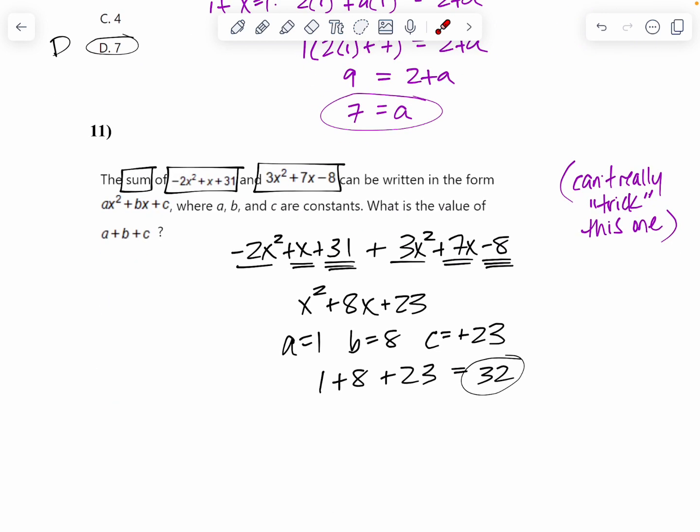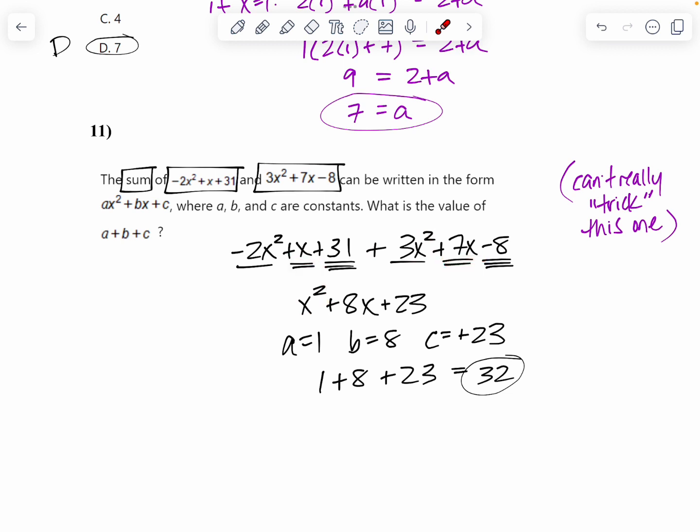Okay, last one. Let's see. We have a sum. So I have this quadratic and I have this quadratic, and it asks you for the sum, which means plus. Okay, so I'm adding them together. I'm just being really careful and really diligent, combining my like terms. Negative 2x squared and positive 3x squared is positive 1x squared. And I've got double underline for my x terms.